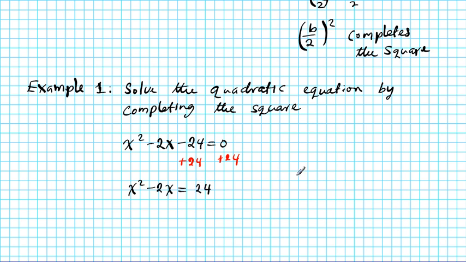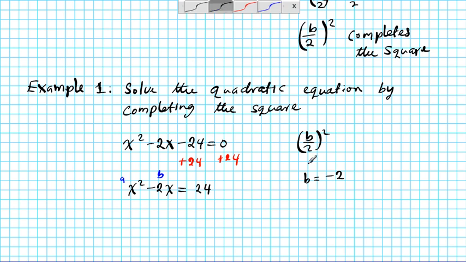Now how do you complete the square? Remember, b over 2 squared completes the square. b in this case is negative 2. How on earth is that possible? Well, because this is a, the coefficient of x squared, which is like a 1. This is b. Okay? And then c has been tossed away to the other side. So b is the coefficient of x.